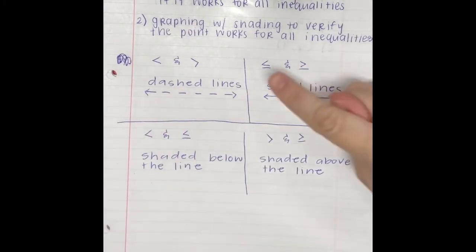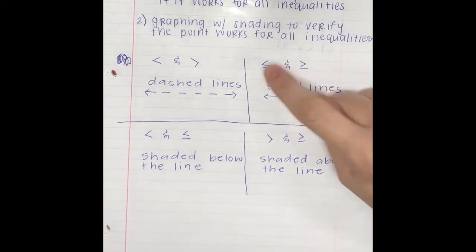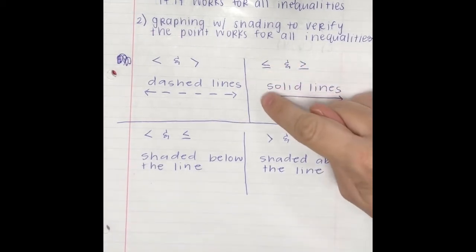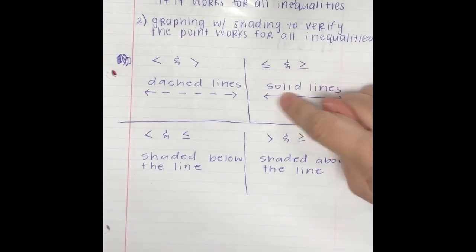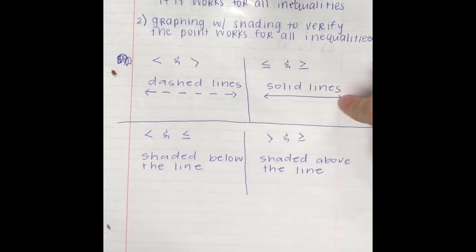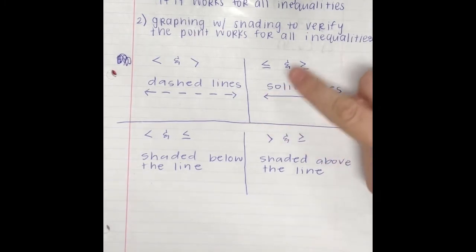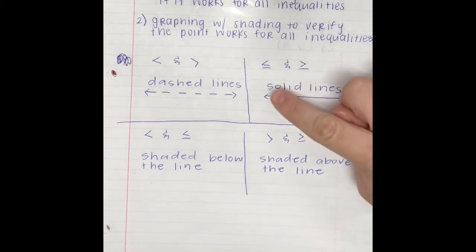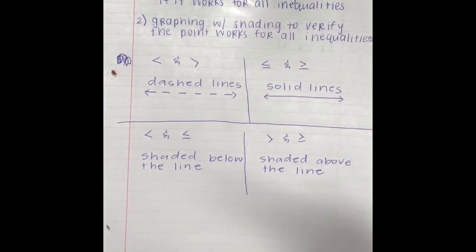And then if you have less than or equal to or greater than or equal to, that means it's everything less than as well as all the points equal to on that line, or everything greater than and everything equal to that line. So you give that a solid line, because you'll shade either above or below, and it's all of the points less than as well as the line, or all the points greater than as well as the line, okay? So that's the difference between these two.